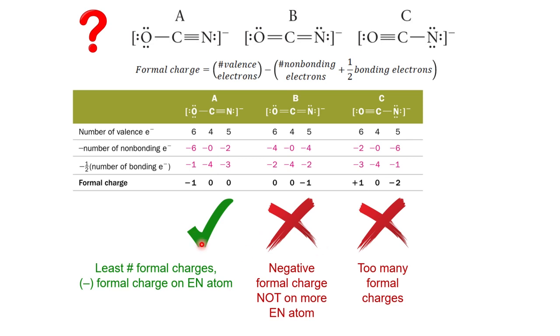So this one here has the least number of formal charges, and the formal charge, when we had to have one, was on the oxygen. So this resonance structure is likely to be the predominant form or contribute the most to the structure of this compound.